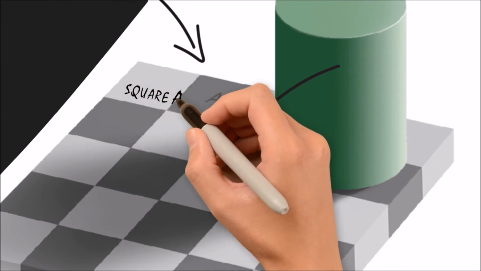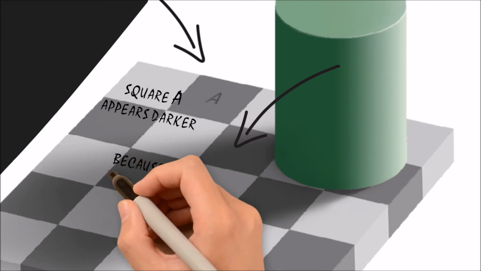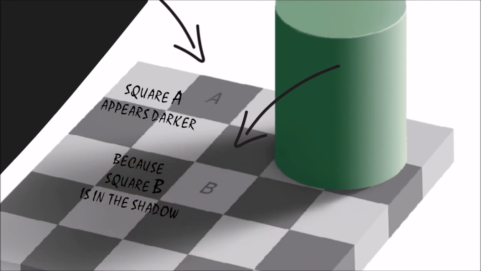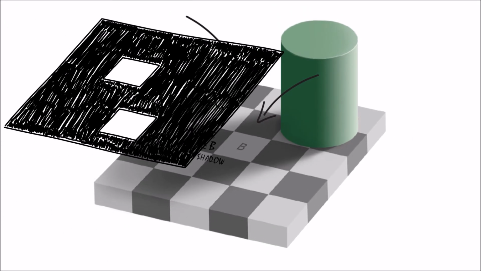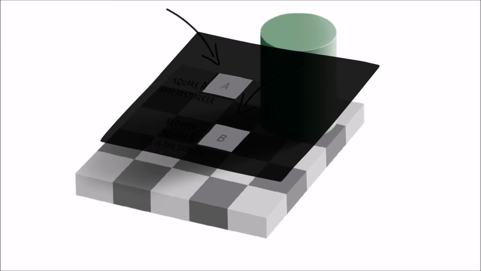In this case, you see square A as darker than square B because square B is in the shadow of the green cylinder, while square A is outside of the shadow. Based on your brain's past experience, it will decide for you that if a square in the shadow reflects the same amount of light as a square outside the shadow, then it must be a lighter shade of grey.